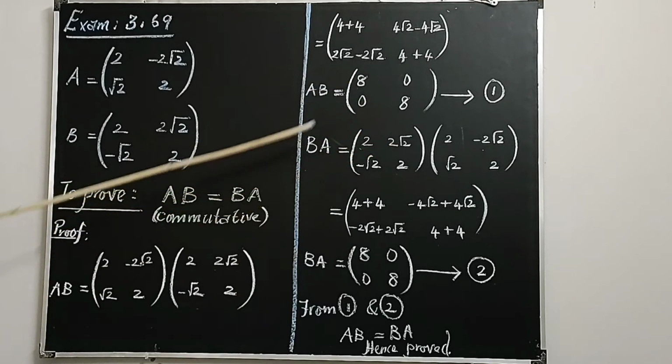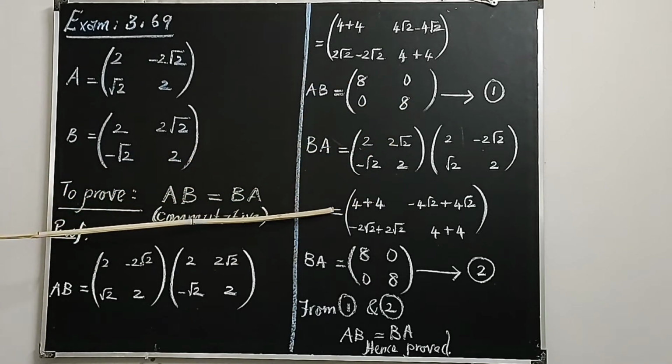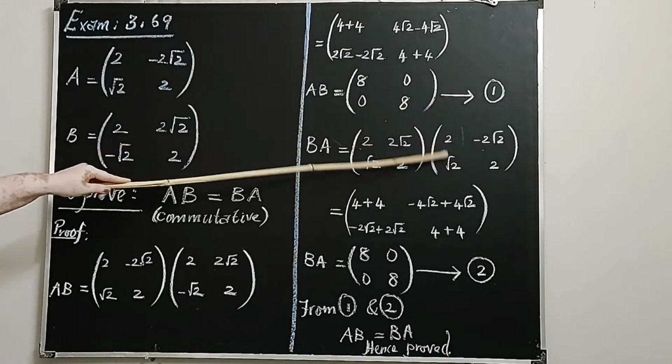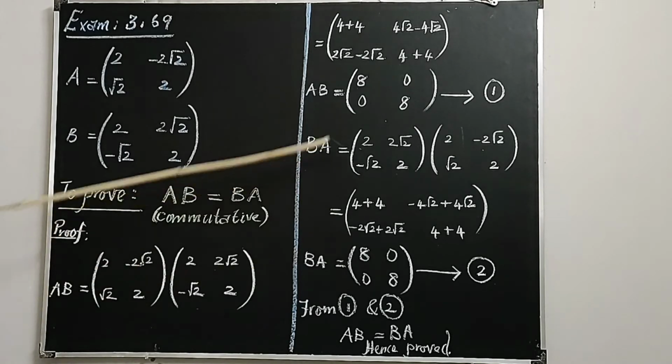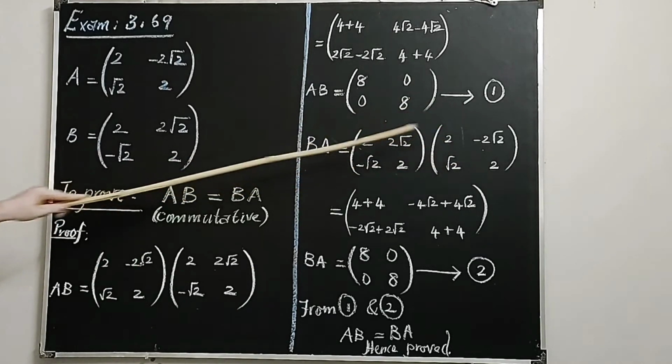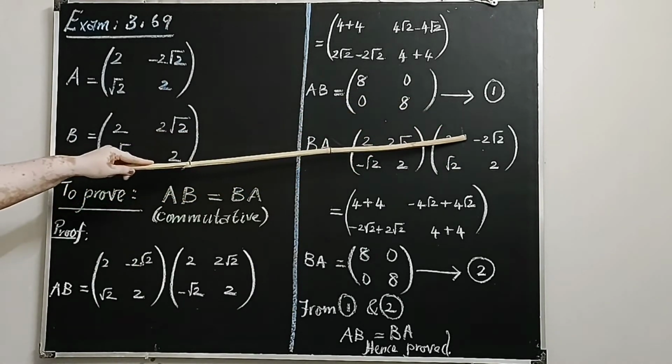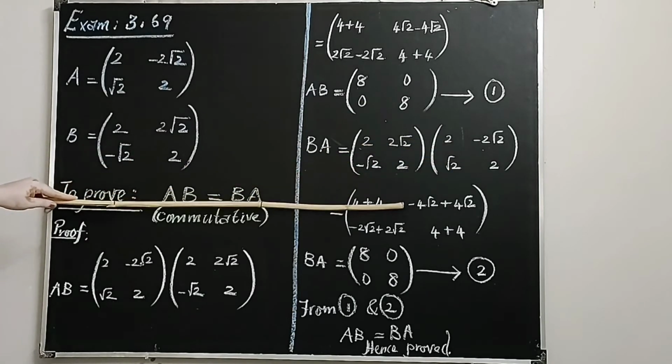First row into first column. 2 into 2, that is equal to 4. 2 root 2 into root 2 is 2 into 2, 4. That is 4 plus 4. Then first row into second column. 2 into minus 2 root 2, that is minus 4 root 2.